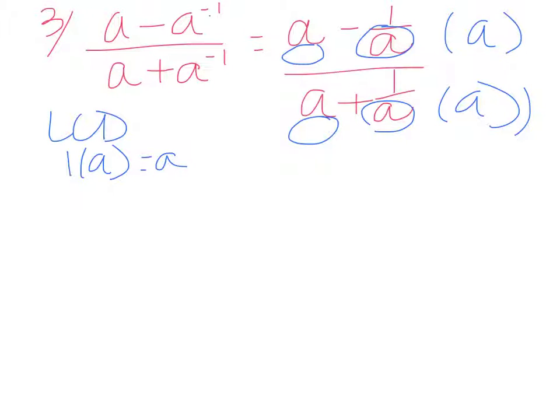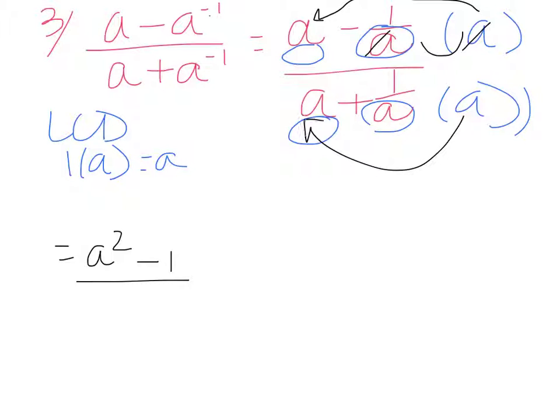Alright, let's do a lot of distribution here. So distribute this a to that a over 1, which is going to be a squared, minus, now when I go to distribute this here, they're actually going to cancel. So I just got a squared minus 1 on the top. Then, on the bottom, distribute that a squared again, and then distribute that to this one. The a's are going to cancel again, and I've got a squared plus 1.